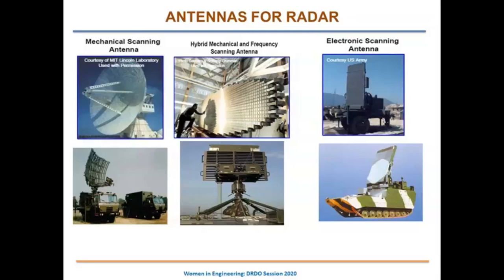And another is the electronically scanning antenna, where the amplitude and the phase going into the antenna elements in the array are controlled so that you can electronically scan it. The beam switching speed you can achieve with electronic scanning is in milliseconds, as compared to some seconds with mechanical scanning, because of the inertia of the mechanical drive. That is the major advantage of electronically scanning radars. So these are the three types of radars that are available.